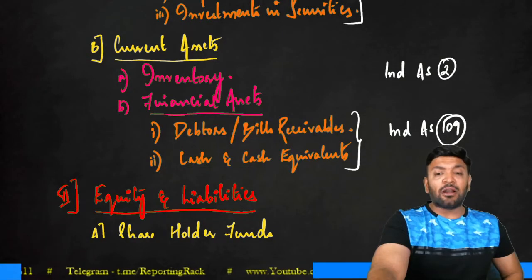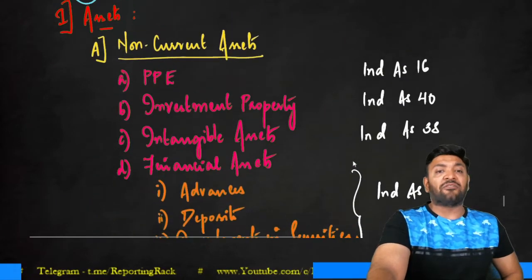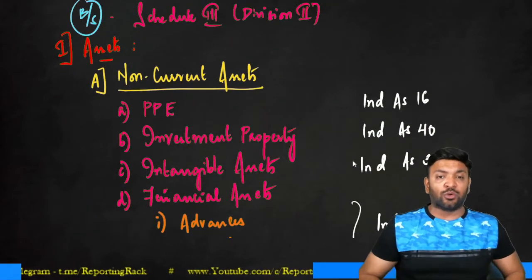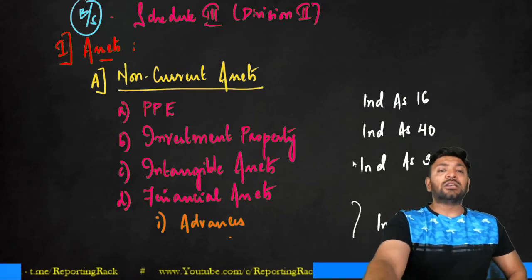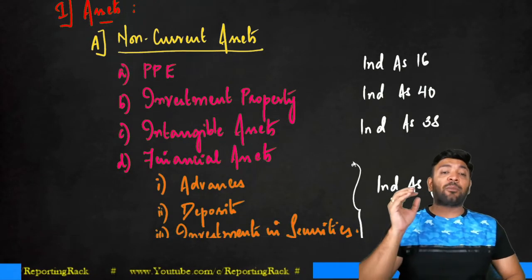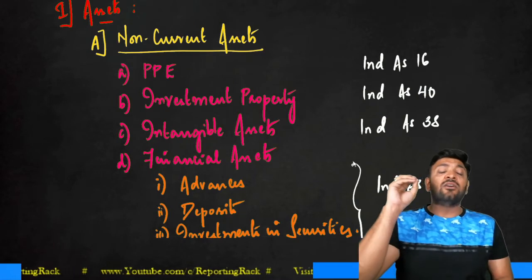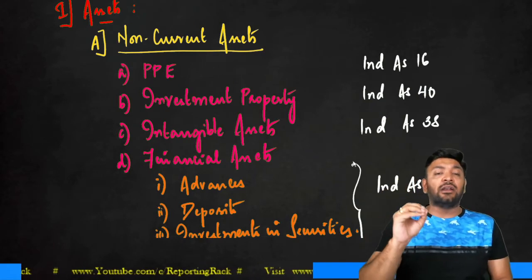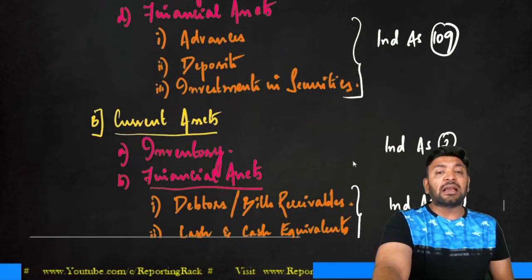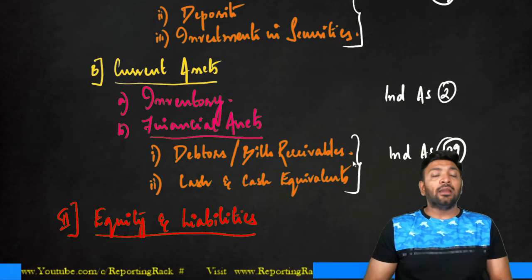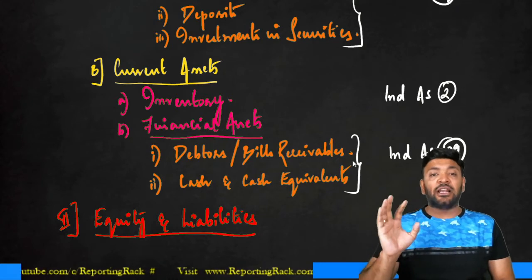So that is the fundamental difference. While 107 is a pure disclosure standard, where you only talk about disclosures relating to financial instruments. Now, if you observe the financial statements drafted as per Schedule 3, you will observe that the majority of my assets, apart from PPE, investment property and intangible assets, which are covered as per their respective standards, will be covered as per IND AS 109, except for inventory, which is dealt with as per IND AS 2.